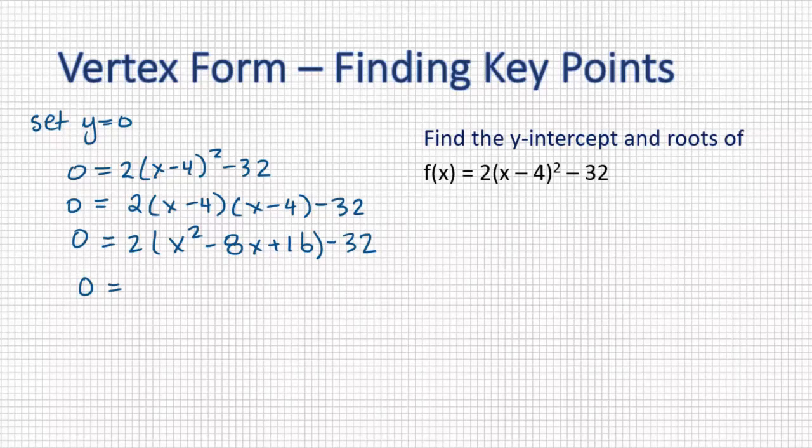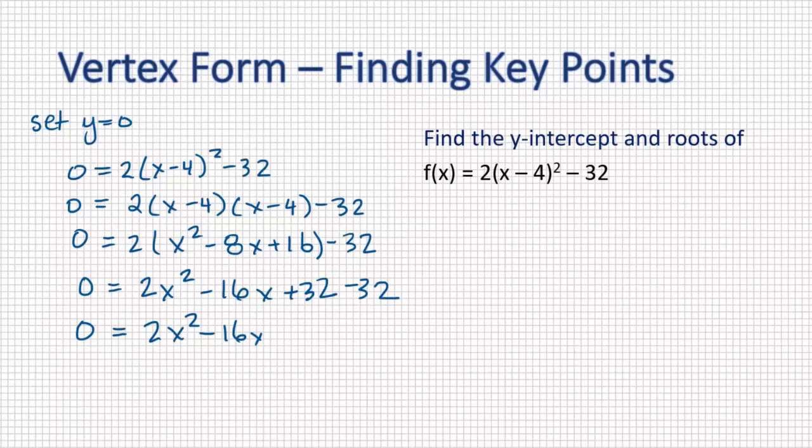I've skipped a step here and added the middle like terms of negative 4x and negative 4x to give negative 8x. Using distributive property now, we get 2x squared minus 16x plus 32. And we still have that negative 32 hanging off the end. The 32's will cancel, so we get 2x squared minus 16x.